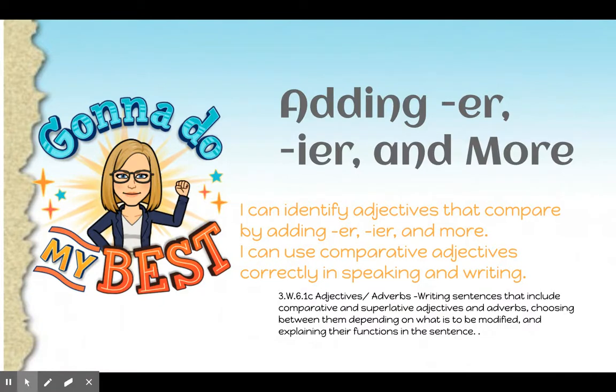So, looking back at our goal, I can identify adjectives that compare by adding ER and IER and more, and then I can use comparative adjectives correctly in speaking and writing. So, as you are working on writing, as you're reading, maybe look for those adjectives that are comparing two things and identify them in your reading and add them into your writing to make sure that you are being more descriptive in your writing.